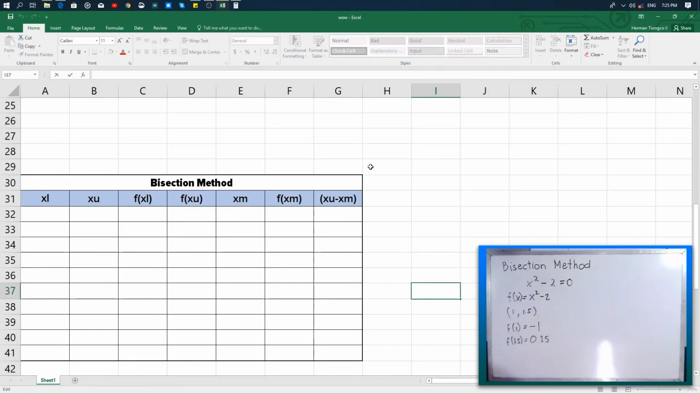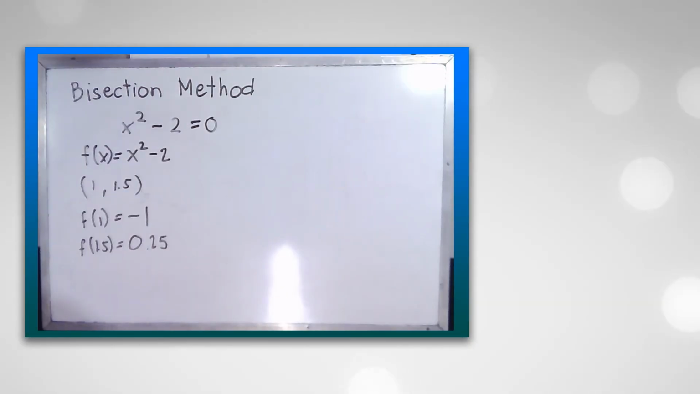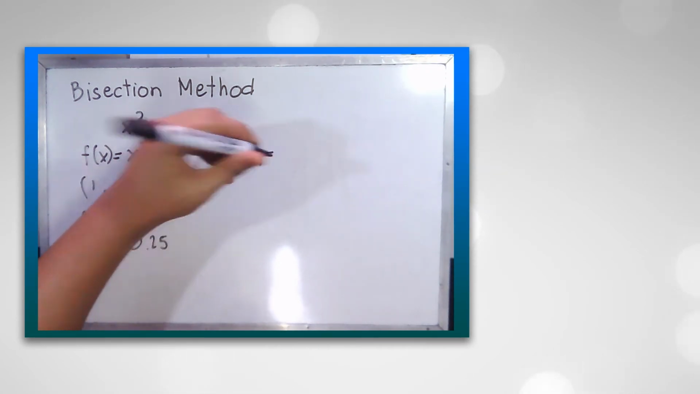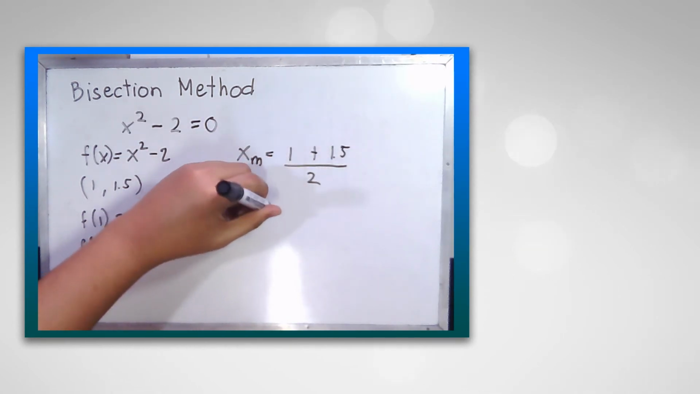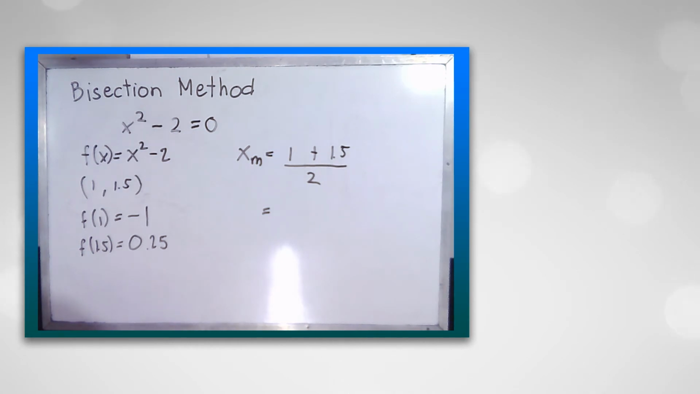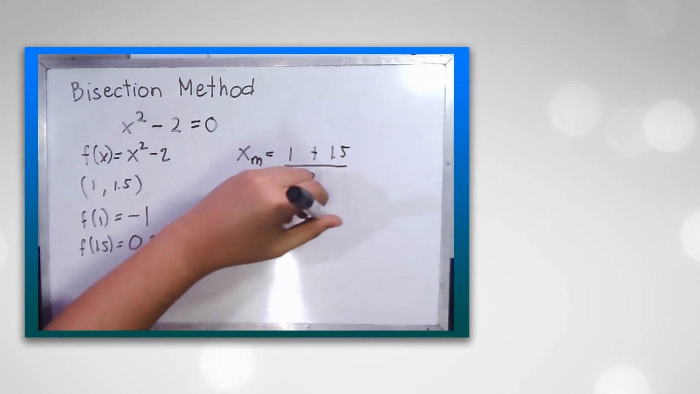So returning to our table, we could already put some data in the table. Our lower limit is 1, our upper limit is 1.5, and then if we substitute these values into our equation, we will have -1 and 0.25. We will now be solving for the x sub m. So this is simply the average of x sub l and x sub u. So x sub m is equal to 1 plus 1.5 over 2. 1 plus 1.5 is 2.5. Then dividing it over 2, we will arrive at the answer 1.25.